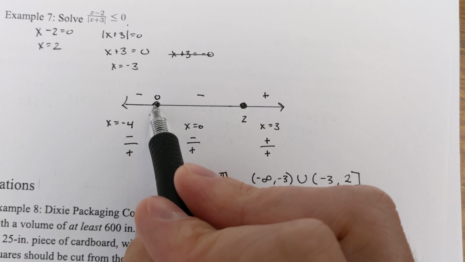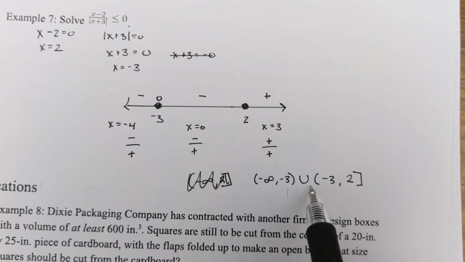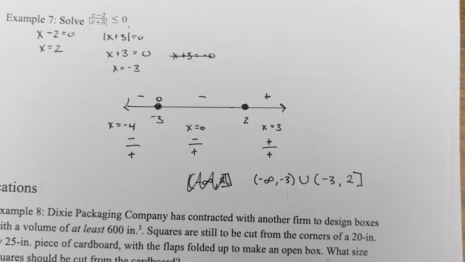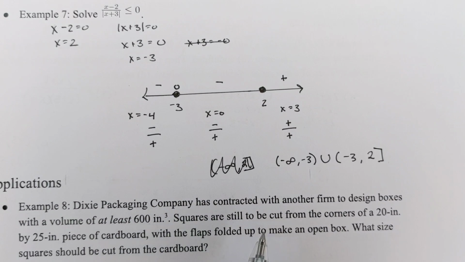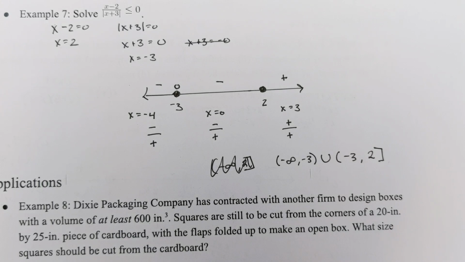So -3 should have an open dot, so I can't include it. I have to break the graph there at -3. Okay, example 8. Dixie Packaging Company has contracted with another firm to design boxes with a volume of at least 600 cubic inches. Squares are still to be cut, so we've got cardboard with flaps folded up. What size squares should be cut from the cardboard?